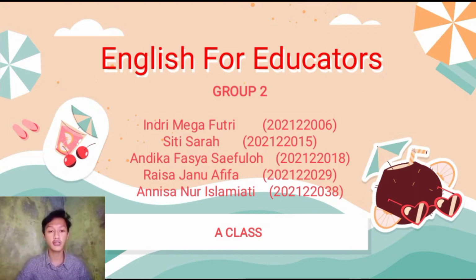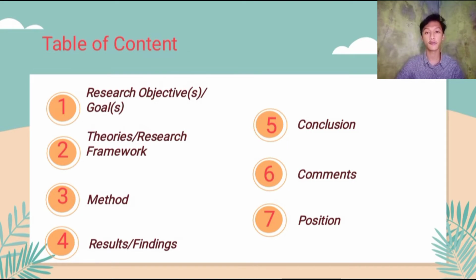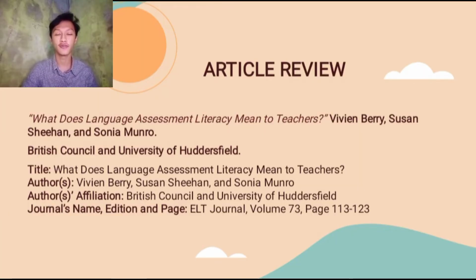In this presentation, we are going to present the result from our group discussion about article review. Previously, I will first read the points that we will explain. The points are: first, research objectives or goals; second, theories or research framework; third, method; fourth, results or findings; fifth, conclusion; sixth, comments; and the last, position. Okay, now let's jump into the material.